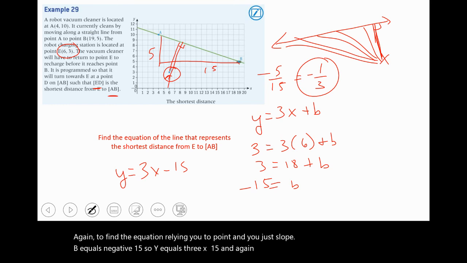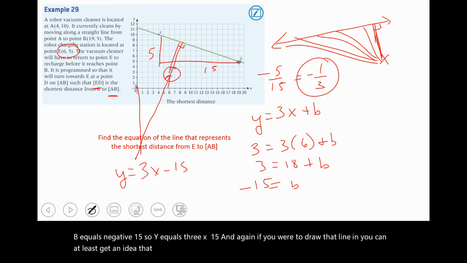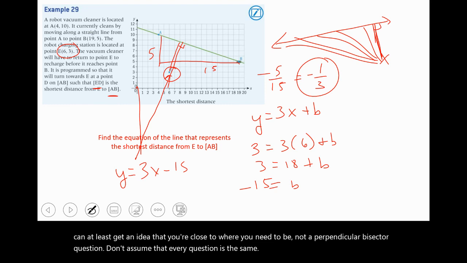And again, if you were to draw that line in, you can at least get an idea that you're close to where you need to be. Not a perpendicular bisector question. Don't assume that every question is the same. Read and make sure you understand the situation.